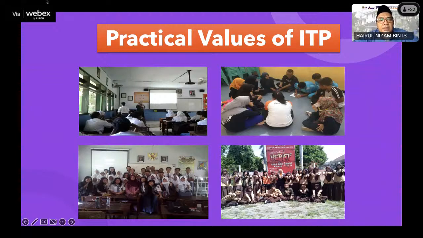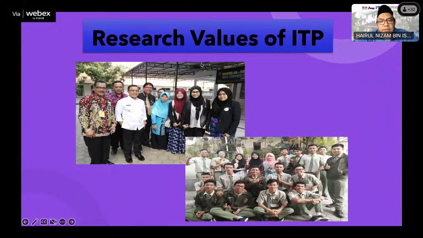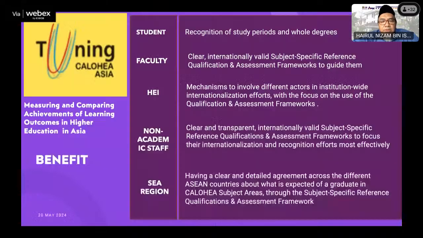And again, some benefits are also the practical values of ITP and also research values. So students are also doing action research while teaching. And we, as the lecturers involved in the project, have also done related research. And we have collected much data and published many articles that came out of this project.